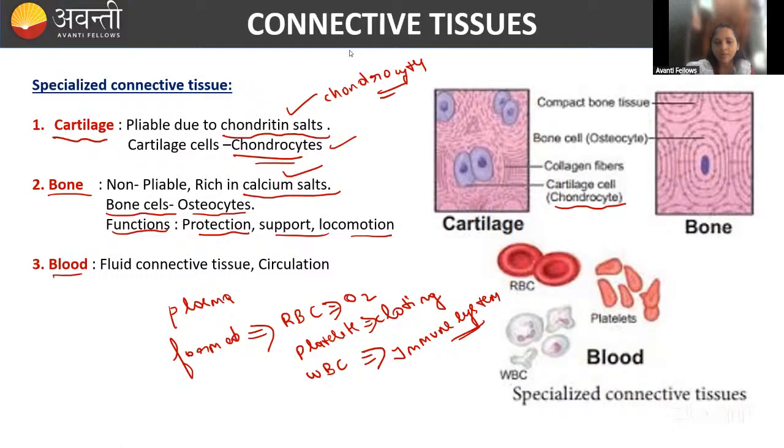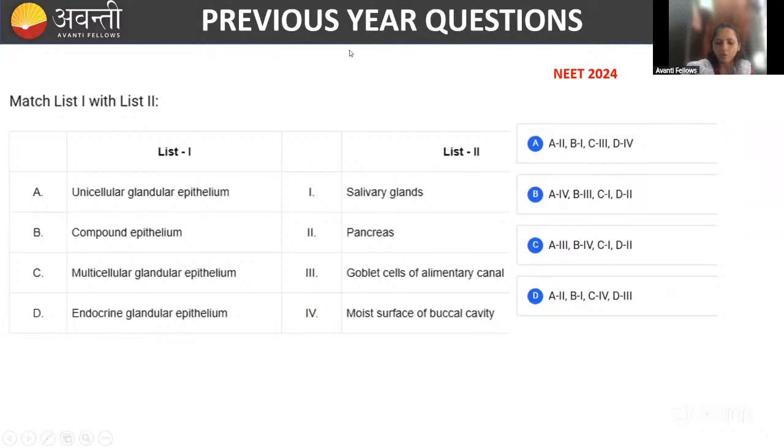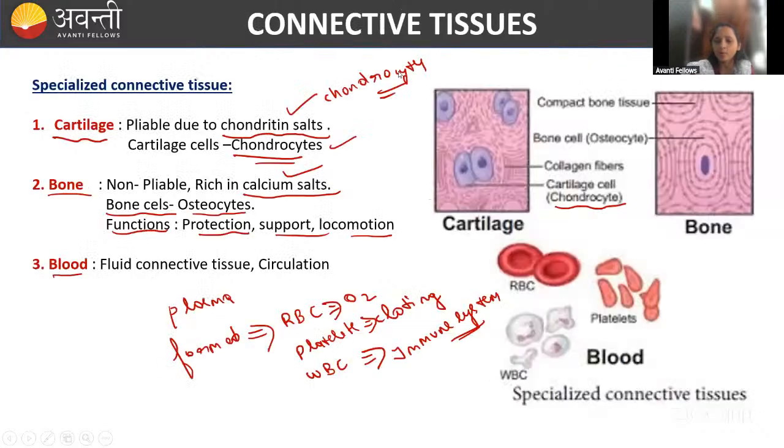Can we go to the next part? Can we go to the questions? Are you ready? At the final, you have to tell me, guys. In the last class, you didn't tell me. In today's class, you have to tell me how many questions you solved correctly. Okay, guys, let us go to the next.